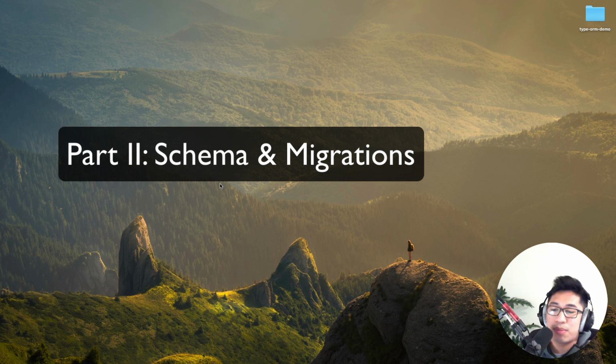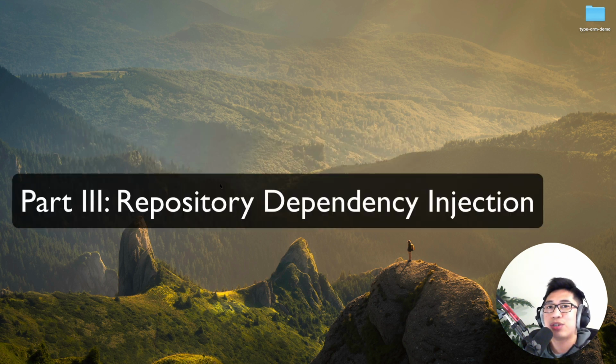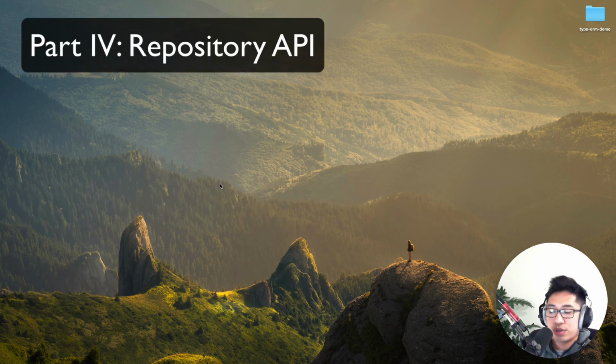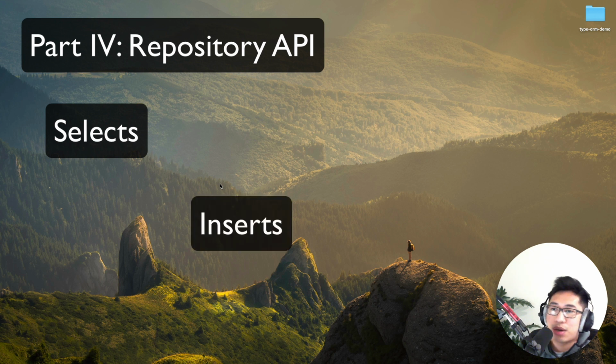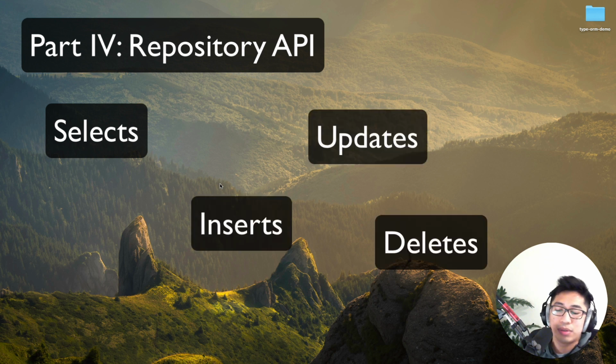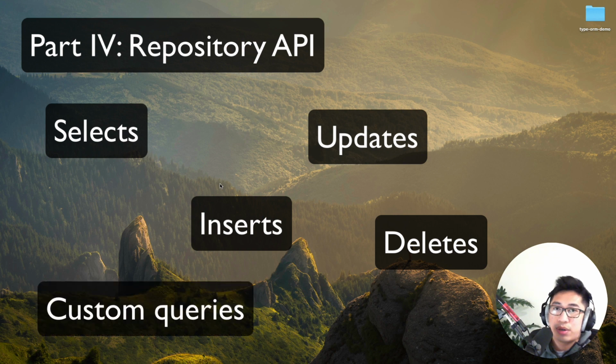And then we're going to talk about utilizing dependency injection to inject our entities into our services, which then allows us to do the actual querying, which goes into our part 4, which is the repository API. That's where I'm going to cover things like how do you query your tables, how do you insert, how do you update, how do you delete, basically your typical CRUD operations. Those are good fundamentals to have. I'll also cover how to create custom queries.